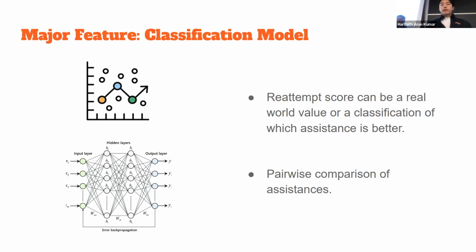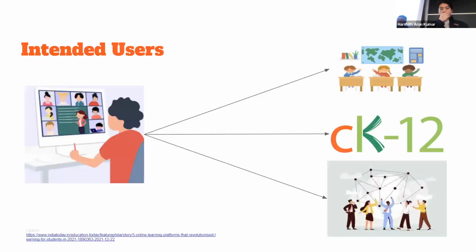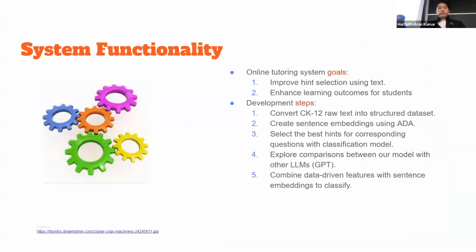And through that, we do pairwise comparisons of the assistants. Our intended users are pretty broad. We obviously want to impact the students, our collaborators, CK12, and the global scientific community as well. The goal of the online tutoring system is to improve hint selection using text, and we obviously want to enhance learning outcomes for students.